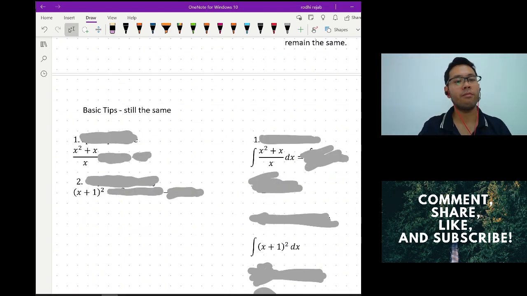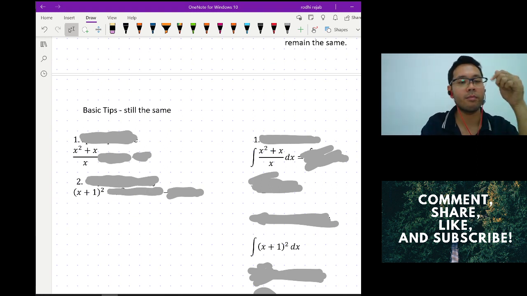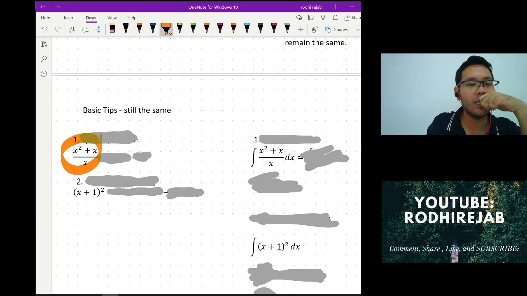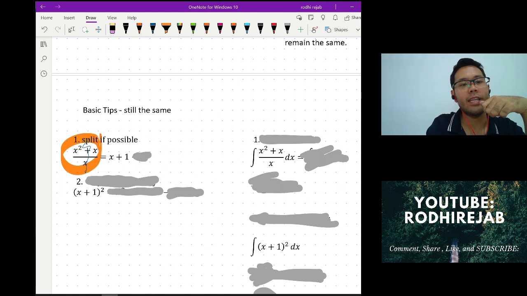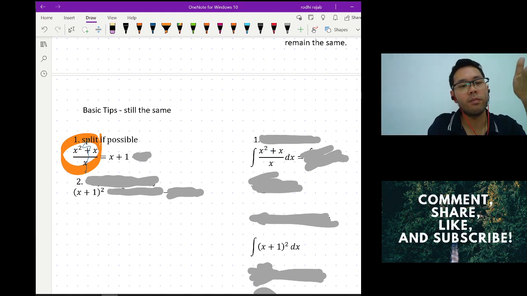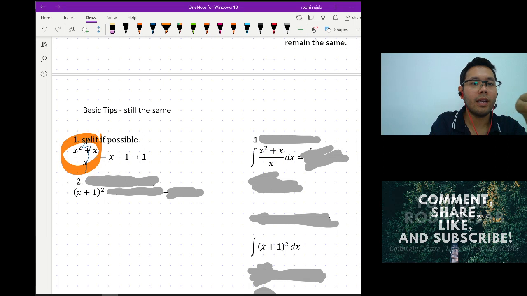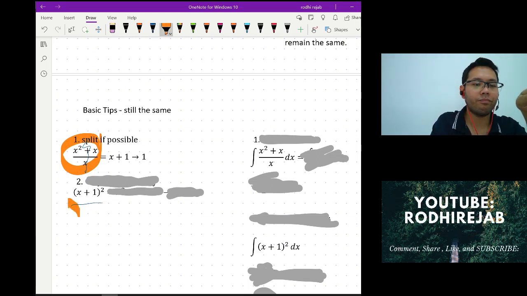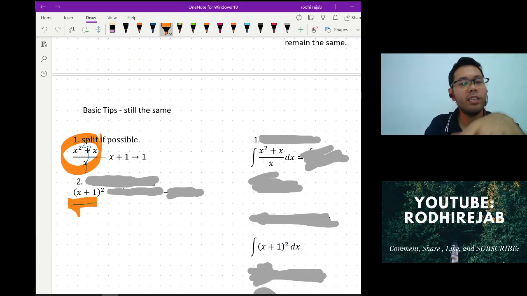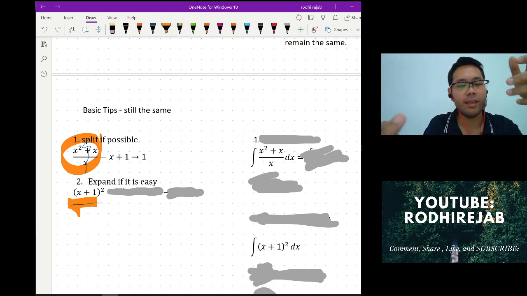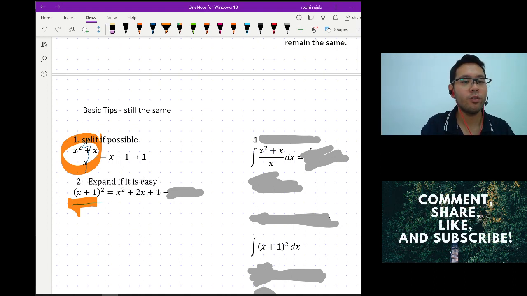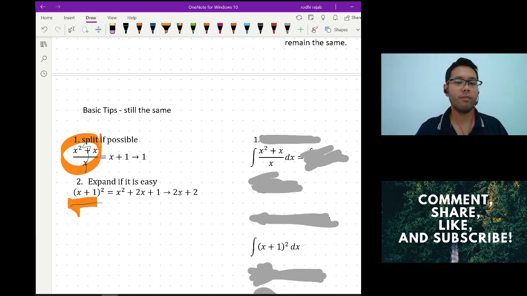If you got yourself, let's say for differentiation, we start with the left part first. For this one here, if I were to differentiate that, I can split it into two parts. So the idea is: split if possible, then only you differentiate. It's easier to differentiate. For the second one down here, I'm not saying you can use the power rule, but if you see it's power 2, where it's easy for you to expand, then expand. So you got yourself this, and then boo, you got that.